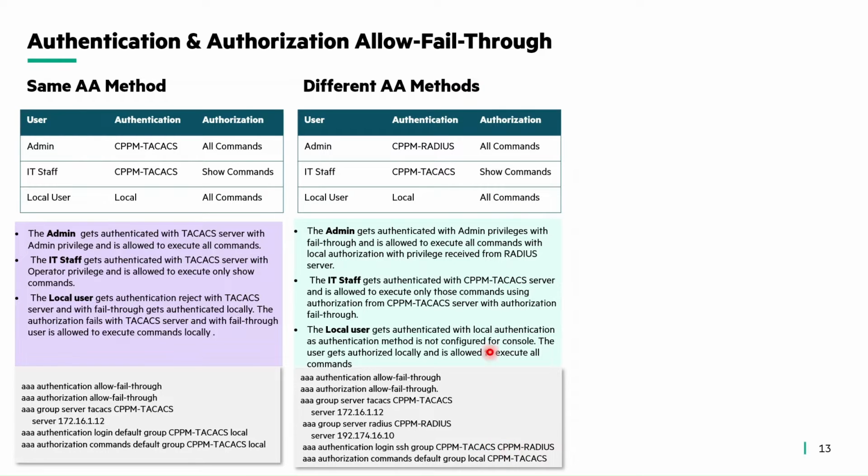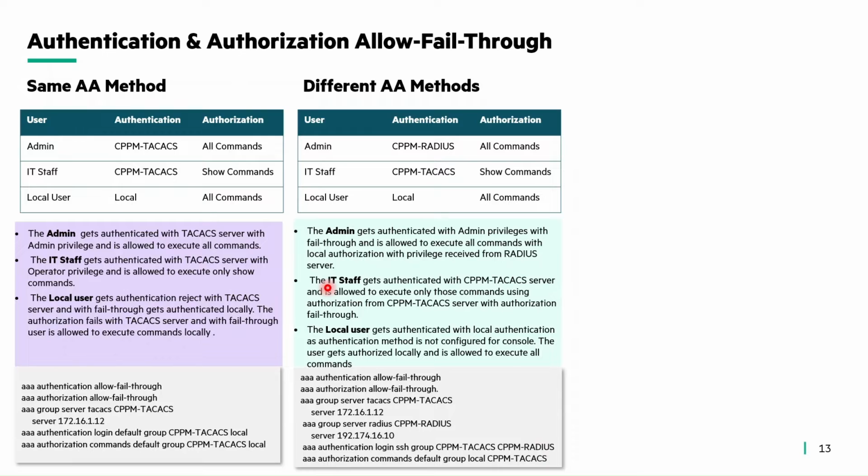Consider a user admin. His authentication credentials only exist in the radius server. So he will go for a fail-through because the first authentication method is CPPM TACACS. Since the credential will not be available in the TACACS server, he will fail through to the next authentication method, that is radius. And he will be allowed to execute all commands with local authorization, with the privilege received from the radius server.